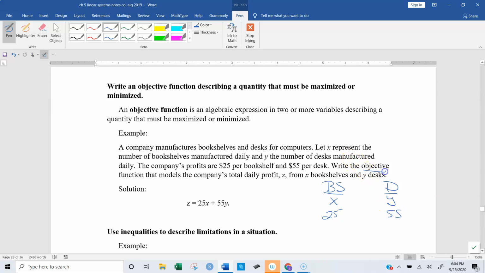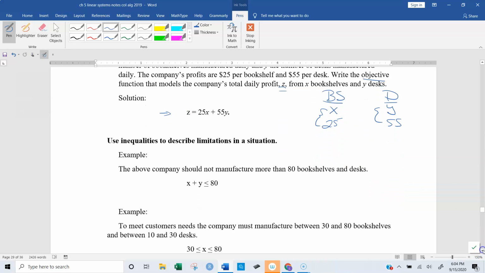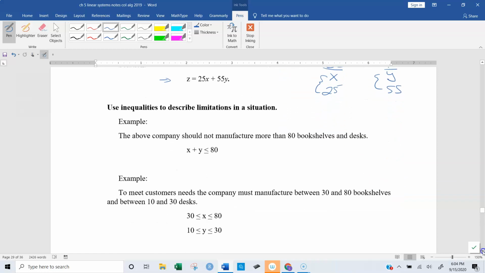Write an objective function. So I want to maximize my profit. And profit is Z because we do not graph this one. So Z is 25 for every bookshelf, so 25 times X, and 55 times Y for the desks. That's our objective. It will not get graphed. It's what I want to maximize or minimize. In this case, maximize, because I always like the most profit.